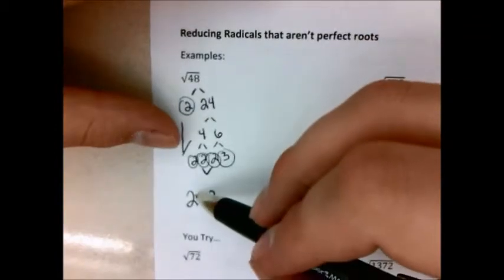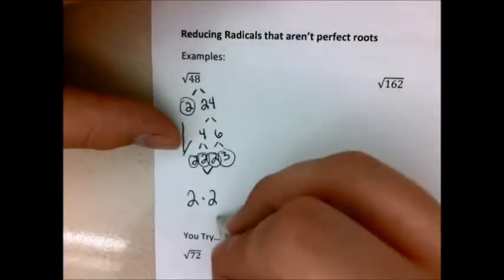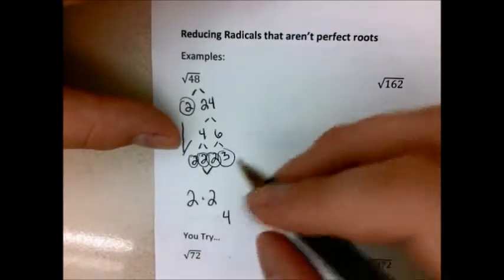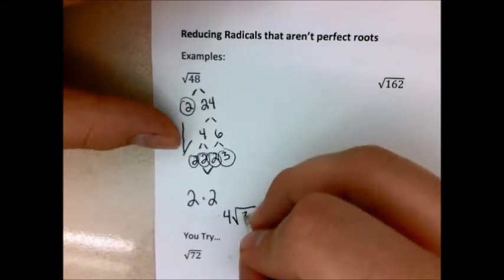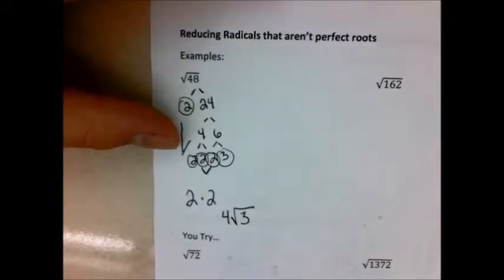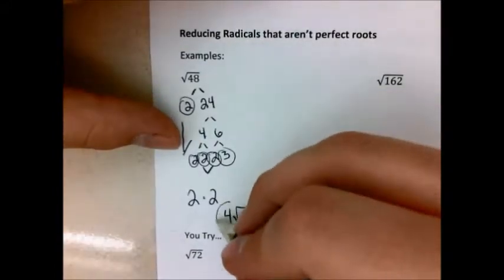So this is what we're going to do. We're going to take the 2 numbers that we were able to bring out, 2 and 2. We're going to multiply them together. We're going to get 4. And then we're going to put 3. 3 is going to go back home, which is under the radical. Alright, because we can't take the square root of 3, the answer is done as is.